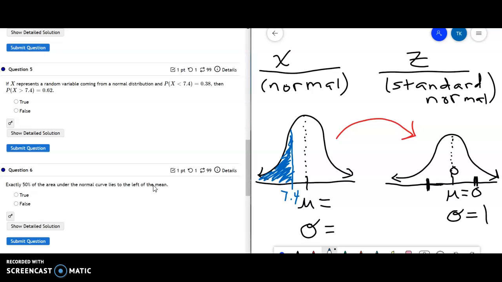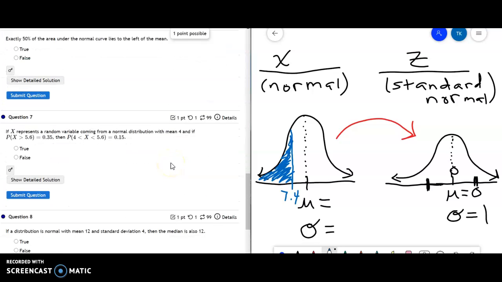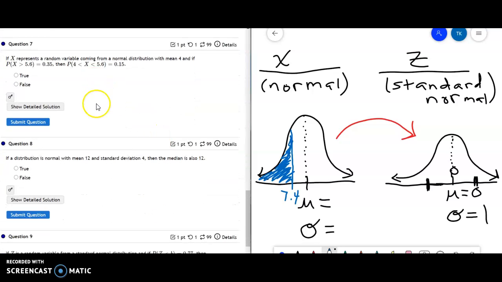And it will start to be very, very repetitive, okay? Area under the curve is 100%. Half the area under the curve is 50%, so then you need to kind of place things appropriately, okay? Looking for other variables here, looking at question 7, if x represents a variable coming from a normal distribution, so we're in the x world again, we're in this picture. So they tell me in this case that the mu is 4, okay?